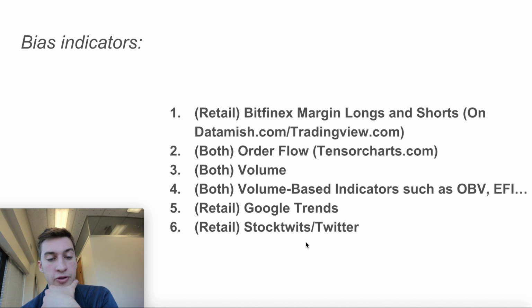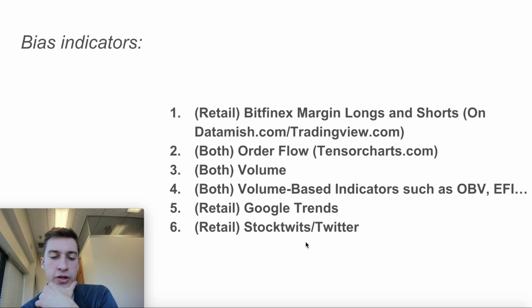Order flow, I put that as both, because that's going to give you an indication of both institution and retail, because it's just looking at volume and order book changes, which makes sense. You probably want to look at market buying and market selling to get an indication for retail, and then you probably want to look at large orders and spoofing to look at for institutions.